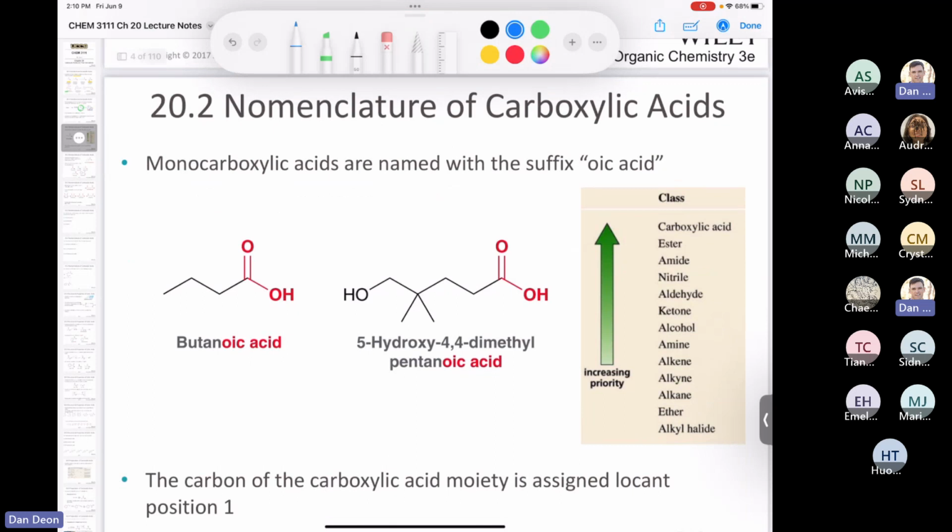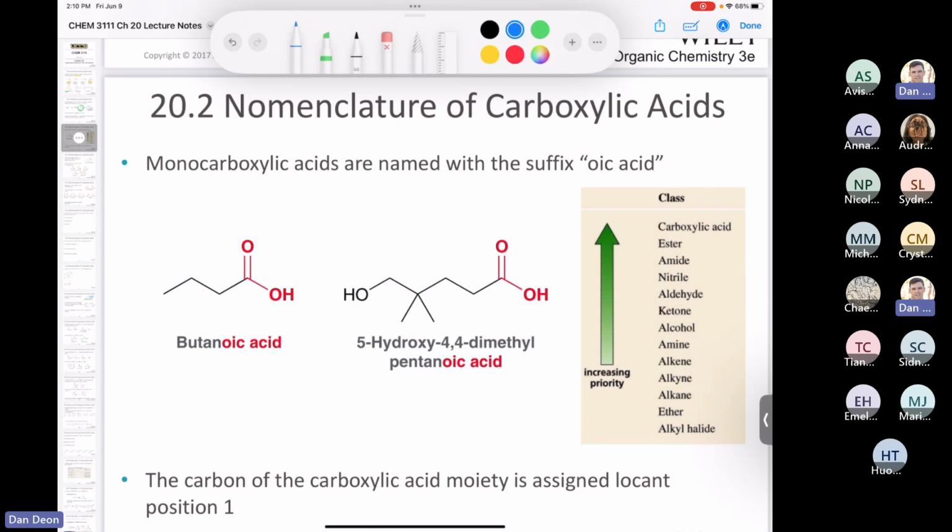Now, we're going to spend quite a bit of time in this chapter just looking at nomenclature of carboxylic acids and their derivatives. And something that I don't really bring up a ton in Organic 1 or Organic 2 at the non-majors level is the priority of functional groups, or what we call the hierarchy or the priority of functional groups.